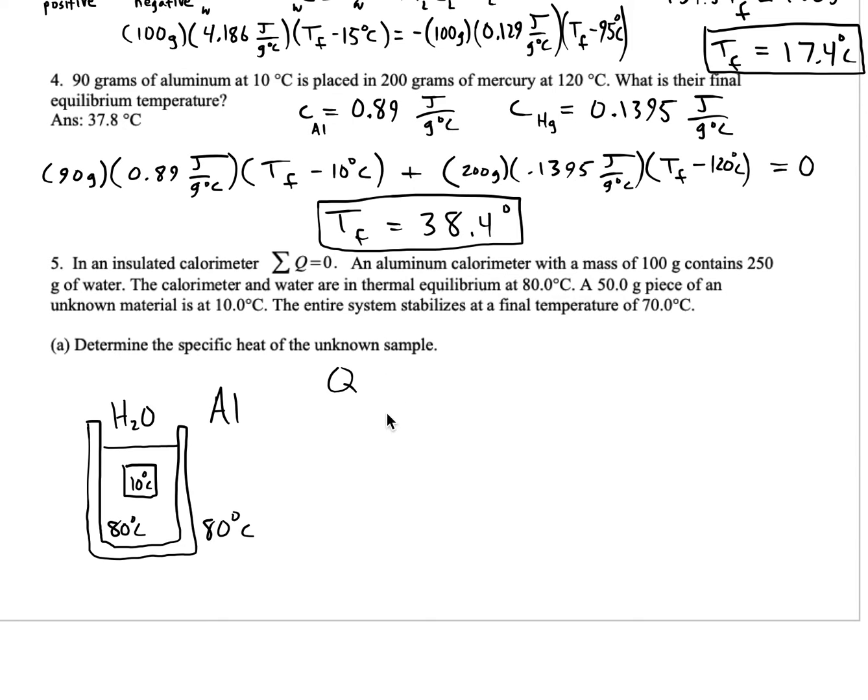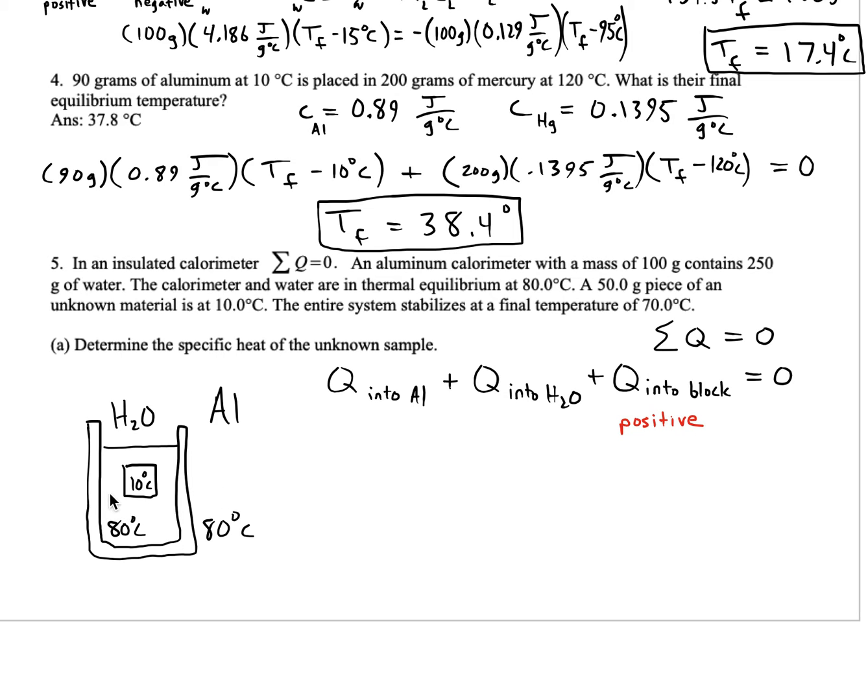So the heat flow into the aluminum plus the heat flow into the water plus the heat flow into the block, they have to sum to 0. That's what this sigma Q equals 0 means. Let's see which ones are positive, which one's negative. So first of all, the block is at the lowest temperature. So what's going to happen, according to the second law of thermodynamics, is heat is going to flow into that block. So this is going to end up being a positive value.